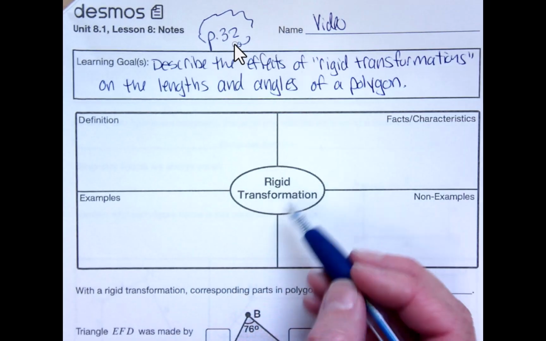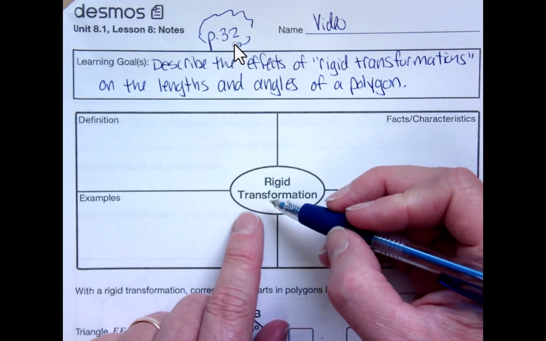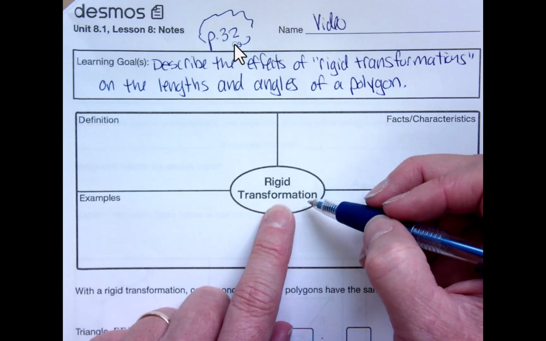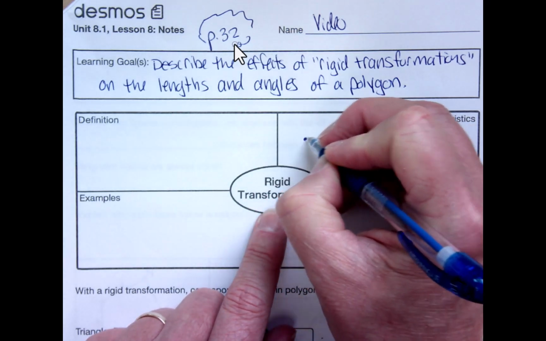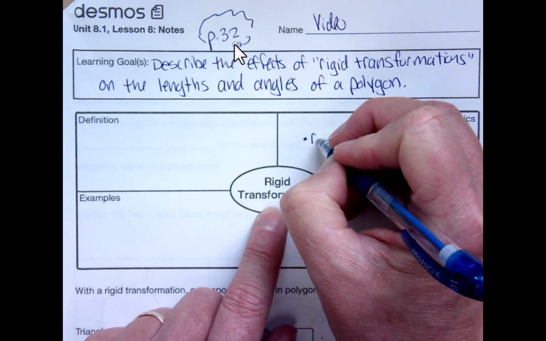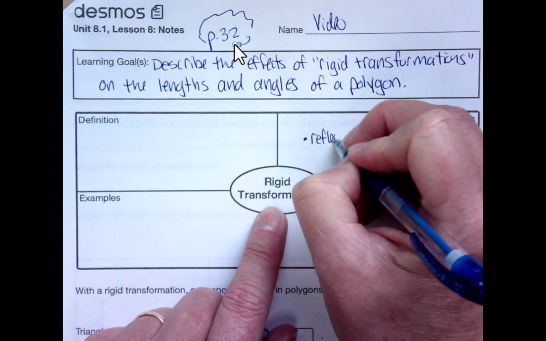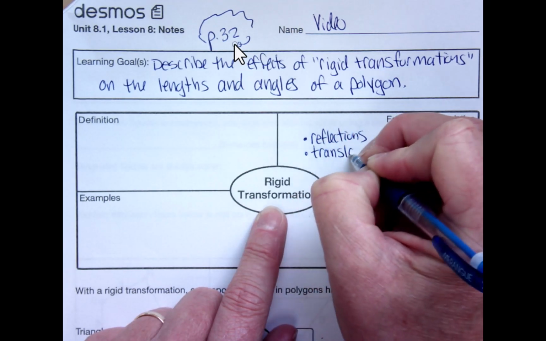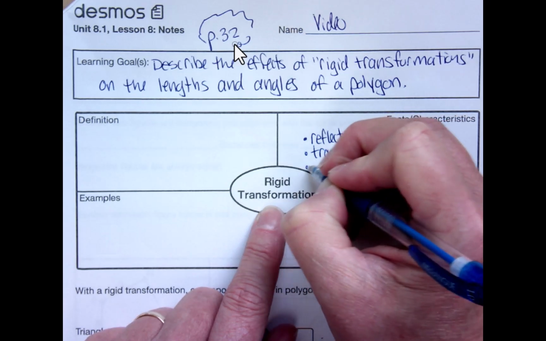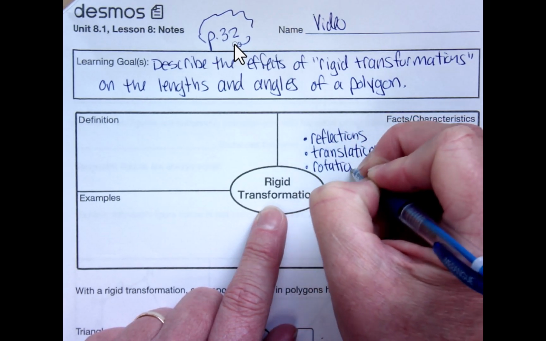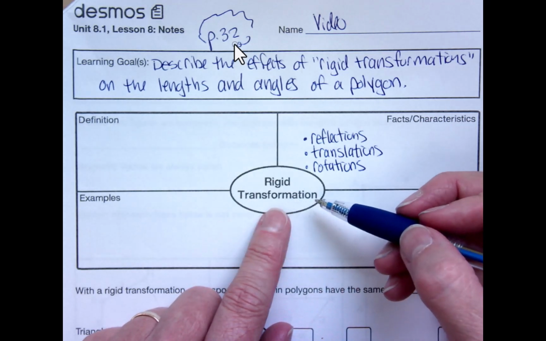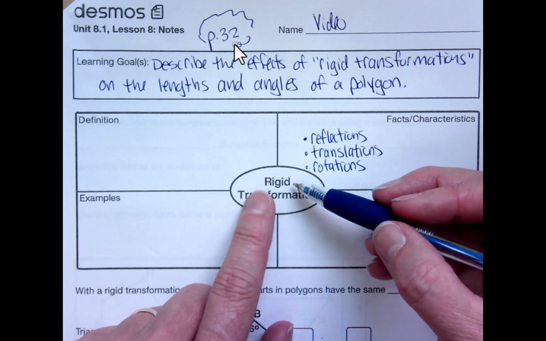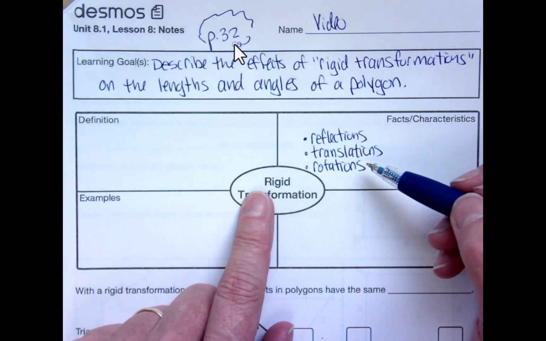Let's talk a little bit about what rigid transformations are. There are all kinds of transformations. We've really just talked about three kinds. The three kinds of transformations we've talked about are the rigid ones: reflections, translations, and rotations. And again, there's other kinds of transformations like dilations that make figures larger and smaller. But we're interested in this unit on the rigid transformations, the three that we've been discussing.